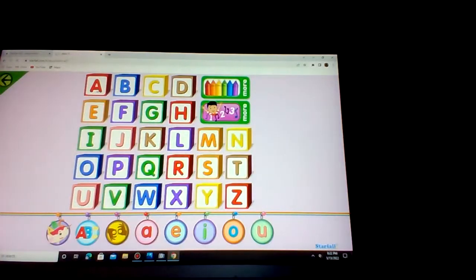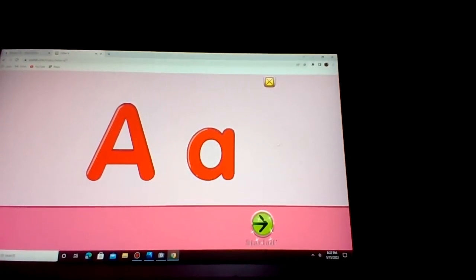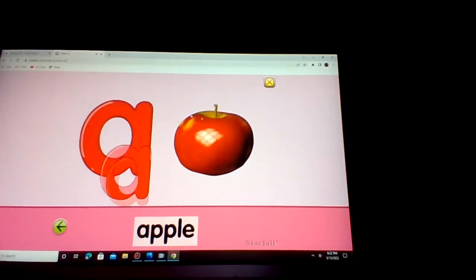ABC. This is the letter A. This is a crawl and some tickle. That tickles. And more fun to read with Starfall.